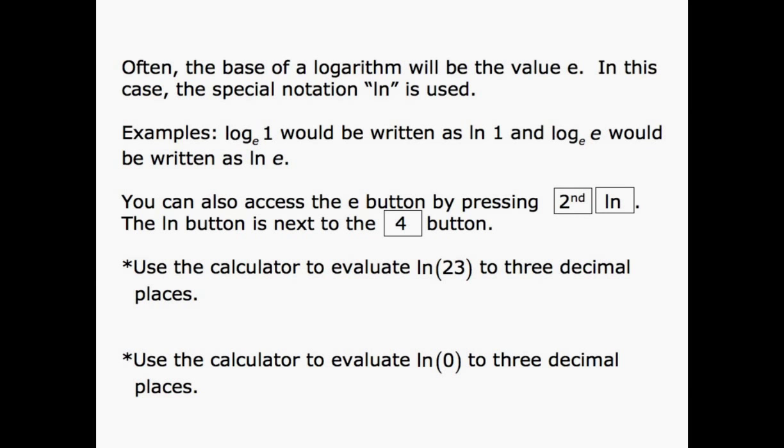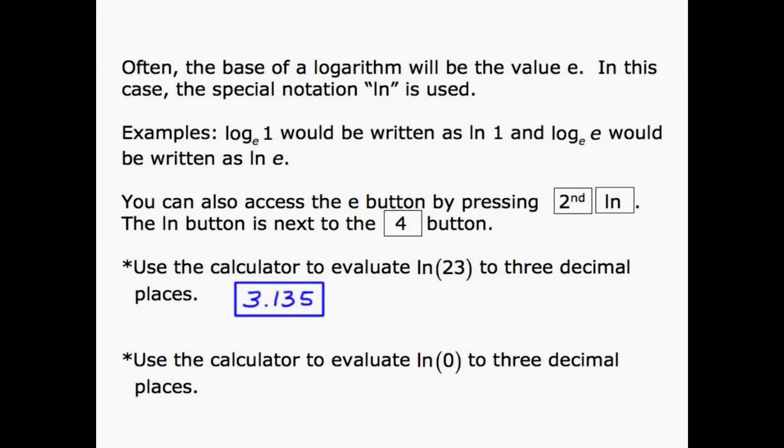At this time, I can share with you another way to access the e button. You can also access the e button by pressing second and then the button that says ln on it. The ln button is next to the number 4 button. At this time, I'd like you to use your calculator to evaluate the natural log of 23 to 3 decimal places. I'll give you a moment to do that. Your calculator should reveal that the ln, or the natural log of 23, is 3.135.